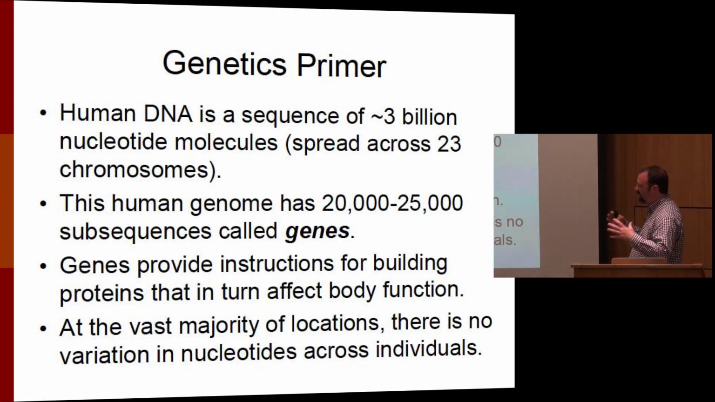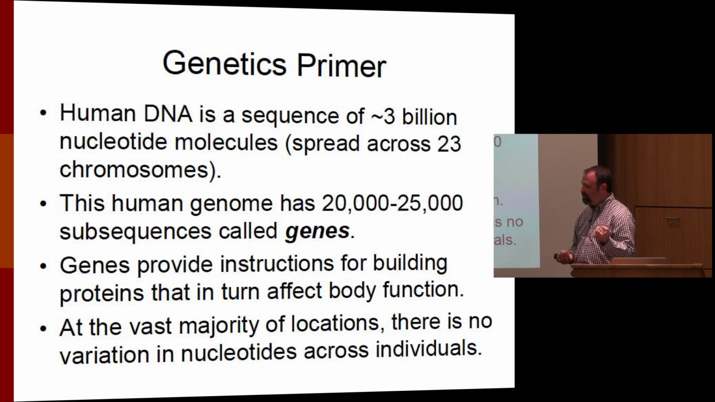These letters, you can think of them as being accumulated into genes on top of chromosomes and so on, and then some folk definitions of what these things are. Genes provide instructions for building proteins that in turn have some kind of effect on your body. But I should also note that for the vast majority of the locations, there's no variation in nucleotides. And many of you know this, that if you take two people, 99.9% of all these letters are the same across any people in the world. So that's a really important first note.